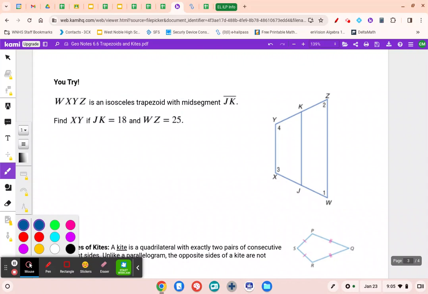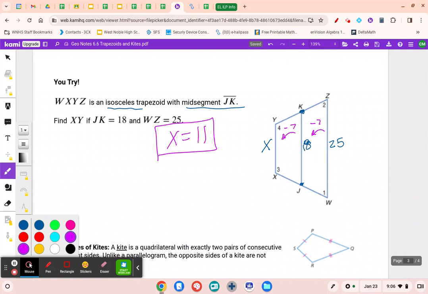Okay, I'm going to get started. They tell us that this is an isosceles trapezoid. Can be helpful with this mid-segment. So this JK is a mid-segment, meaning you can find some lengths. You're trying to find XY. JK is 18, WZ is 25. So you can either think about the subtraction method, so 25 minus 18, because this is bigger, so you're going smaller as you go, means that you subtract 7 and x will equal 11.